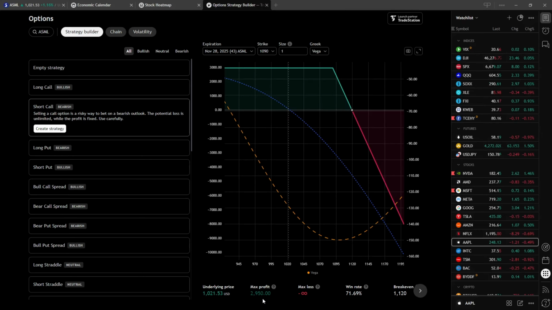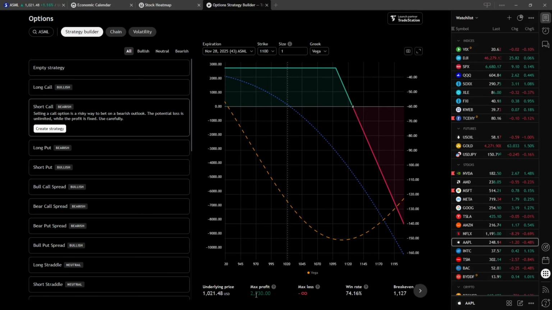Selling this will give me a profit of around $3,000, $2,950 to be exact, but let's round it off. As I move it to 1100, I will pocket $220 less. My win rate goes up just slightly, and my delta moves accordingly too. How high you want your win rate will determine your maximum profit. My recommendation is at least a 70% win rate. 75, great.